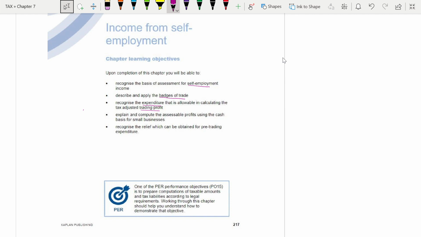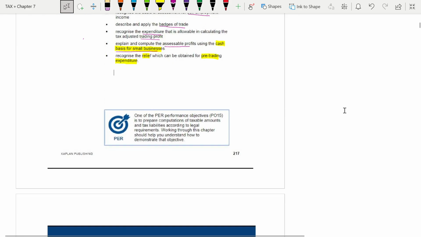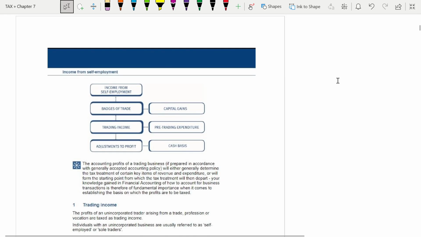Now, how are we going to determine the assessable profits using the cash basis for small businesses? There is one concept which is going to be called the cash basis for small businesses. Recognize the relief which can be obtained for pre-trading expenditure. See what will happen: before you start the business, before you start trading, there will be some expenditure. How do we have to treat that expenditure? Again, I'm repeating, the concepts will remain the same, only a part of things will be added.